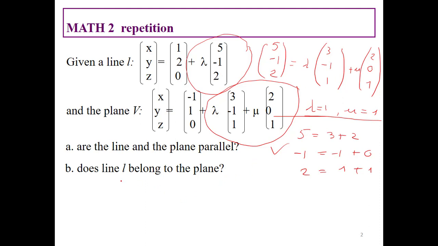Second question, does line L belong to the plane? Then we have to look at the starting point. So is this point, which is on the line L, also on the plane? Let's see. So (1, 2, 0). Would that belong to the plane? Can we find a lambda and a mu in such a way that we can solve this puzzle?